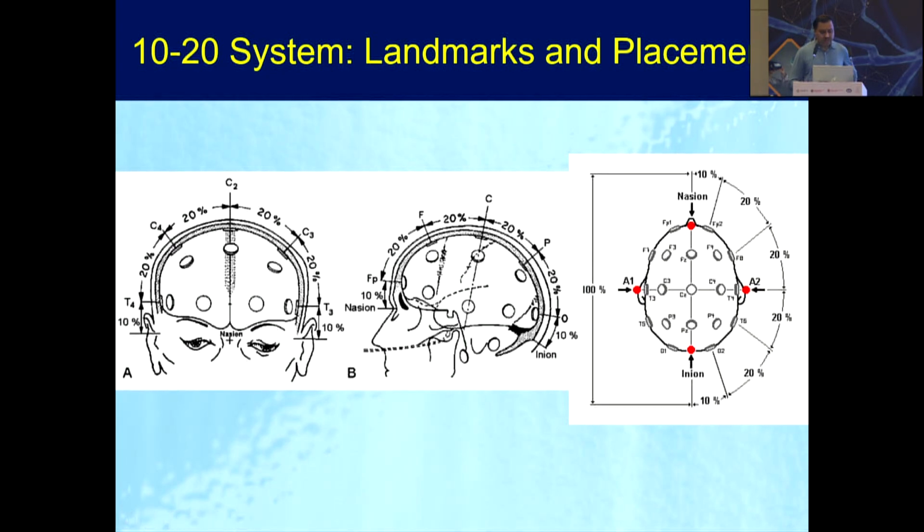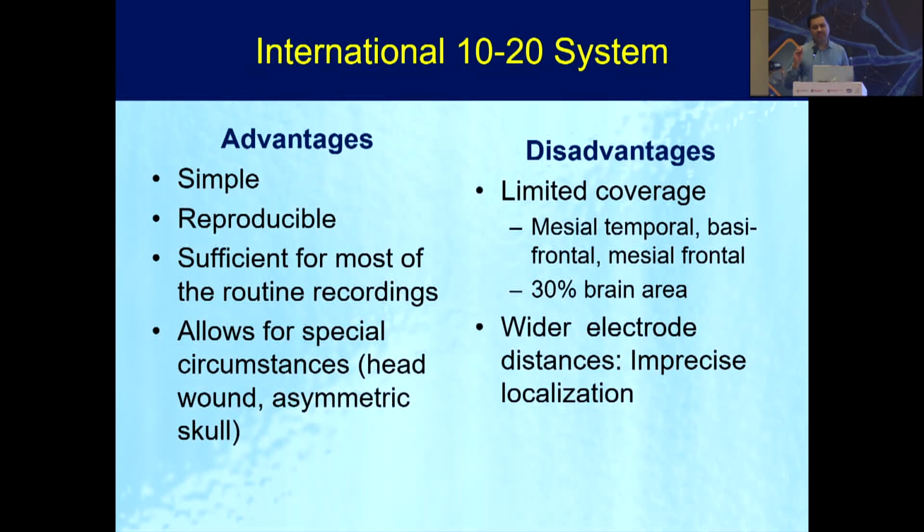I will not go into the detail of placement. It is convenient and easy to use and provides comprehensive information in the majority of recordings. But because the number of electrodes is less, the inter-electrode distance is almost 4 centimeters. So for any activity between 2 electrodes, sometimes we may not be able to localize it precisely.